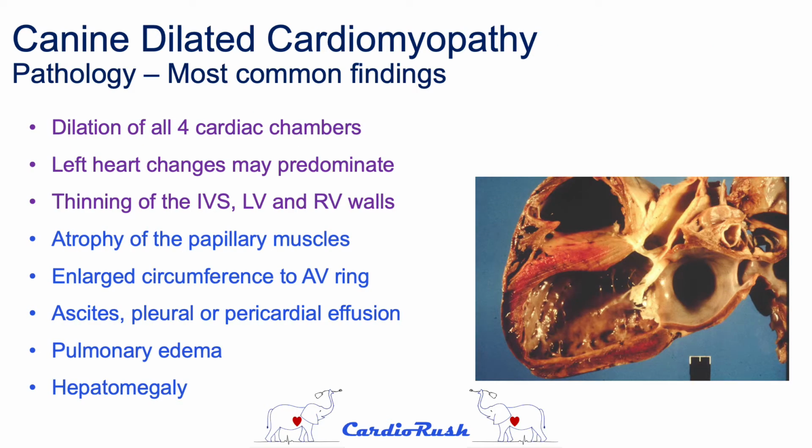Let's talk about dogs and dilated cardiomyopathy. The classic findings are dilation of all four cardiac chambers, although it's possible for the left heart changes to predominate, especially early in the disease. There may be thinning of the interventricular septum, left ventricular wall, and right ventricular wall. The papillary muscles may become atrophied. There may be enlargement of the AV ring as a result of this dilation of the heart, and that can lead to secondary mitral and tricuspid regurgitation. When congestive heart failure is present, we may see ascites, pleural effusion, pericardial effusion, pulmonary edema, or hepatomegaly.